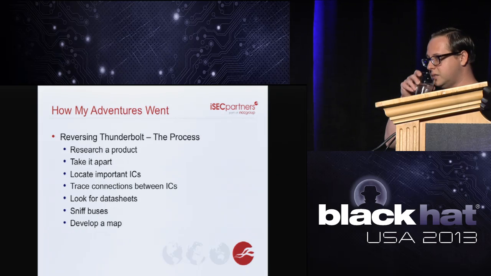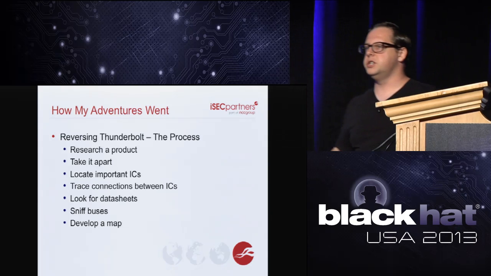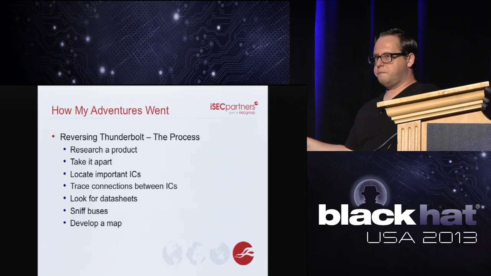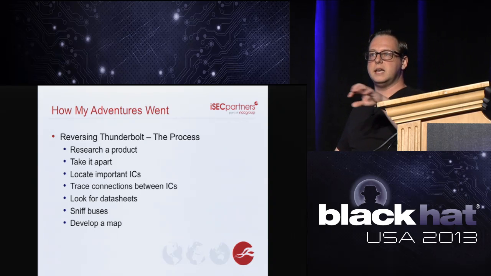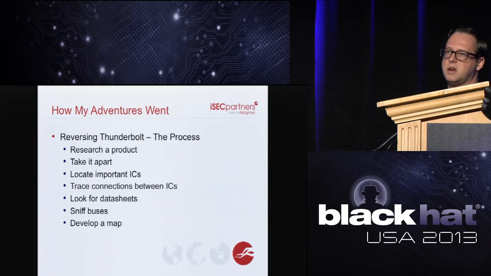So let's go through the process. This is the process I took for reverse engineering the Thunderbolt technology. Just pick a product and take it apart. We're going to locate the important ICs on the board, and locate all of the wires that connect to them and see how they're interconnected. Then we'll look for data sheets for all of those chips, figure out what those pins are actually set up for and what they're meant to do. And then we'll sniff those buses and develop a map of our Thunderbolt technology and how it all works.